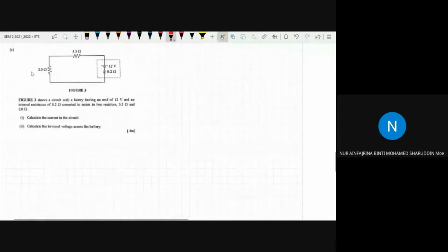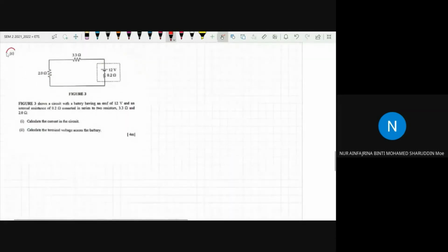So question C, okay. Miss tak bagi masa lama, korang try ya. Question C ni. Okay, once you guys are done, tekan nombor apa yang korang nak? Bosan lah asyik number. Okay, once you guys are done, tekan huruf A.